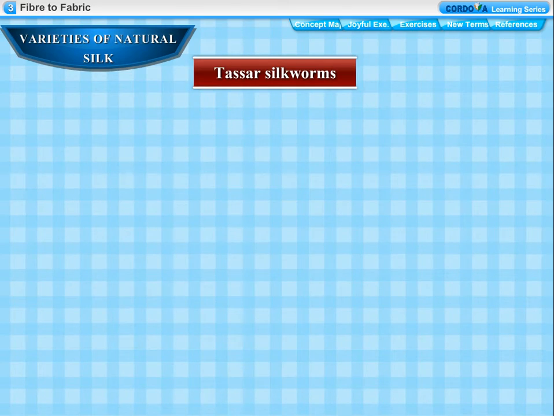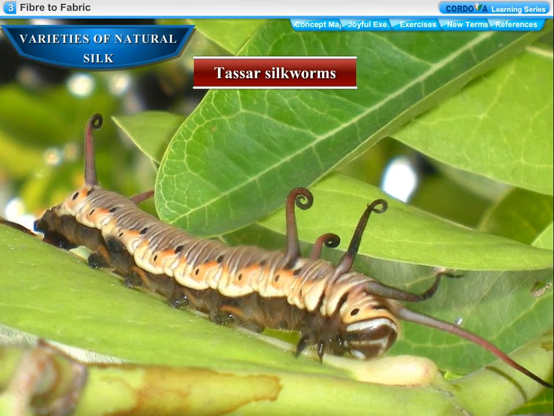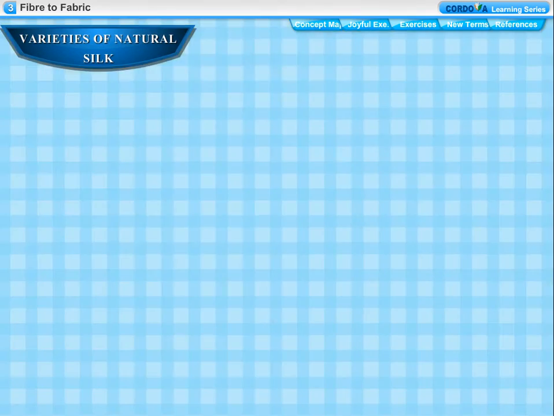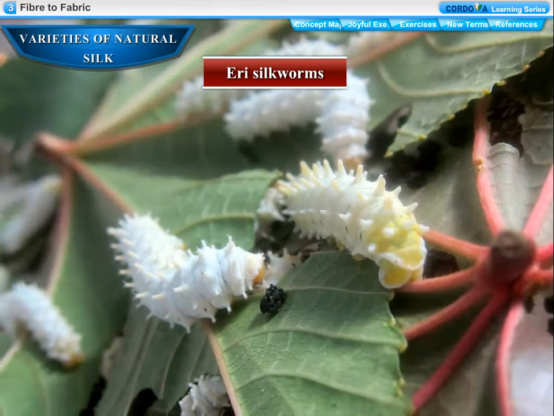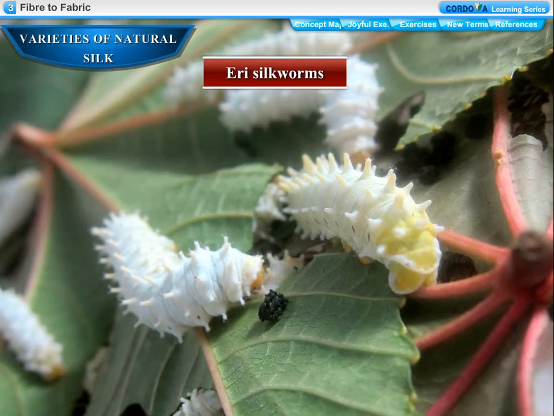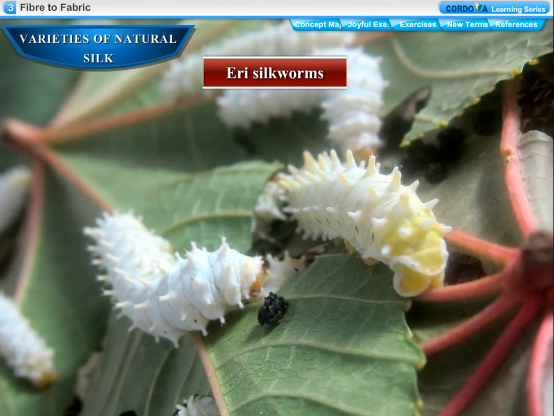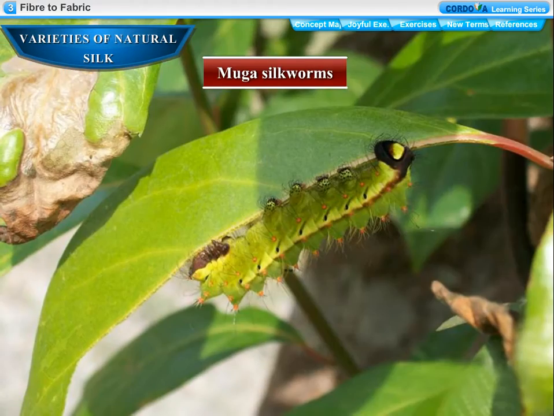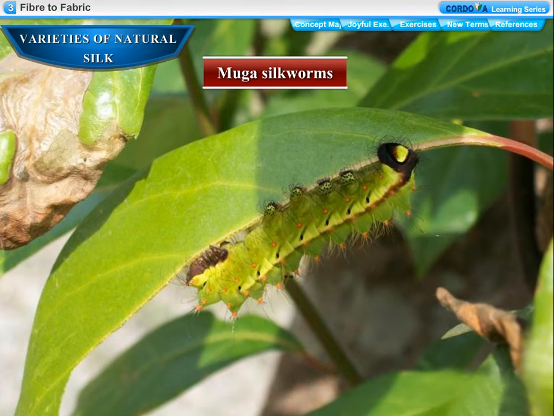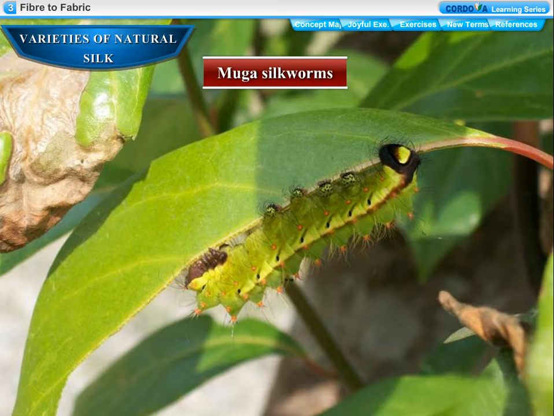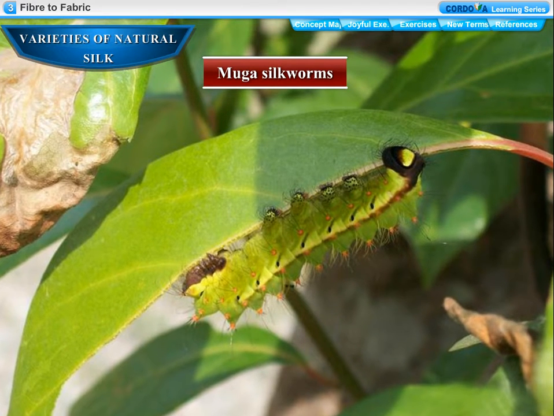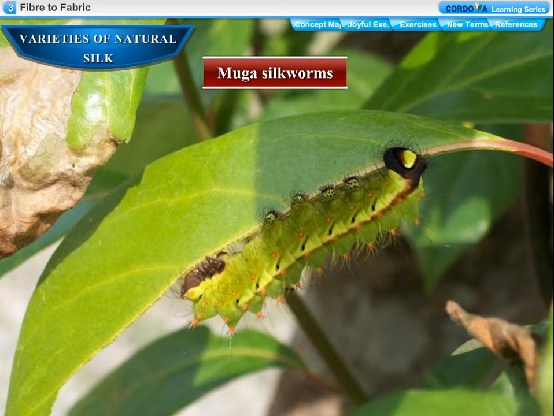Tusser silkworms mainly feed on arjun leaves to produce a tusser silk. Eri silkworms feed on castor leaves to produce a brick red silk called eri silk. Muga silkworms feed on som leaves to produce a lustrous golden yellow muga silk. Muga silkworms are found only in Assam and nowhere else in the world.